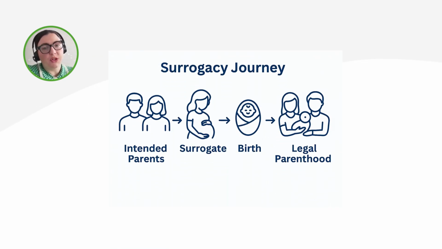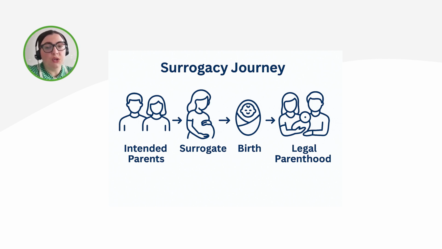I'm sure all of you watching this seminar will know what surrogacy is, but just to recap, surrogacy is an arrangement where a woman, the surrogate, agrees to carry and birth a child for another person or couple, the intended parents. It is often pursued when intended parents cannot conceive or carry a pregnancy themselves due to medical, biological, or personal reasons. There are different types of surrogacy arrangements.